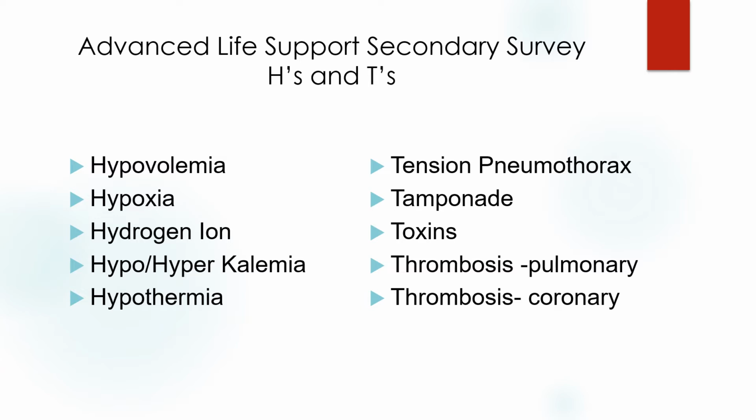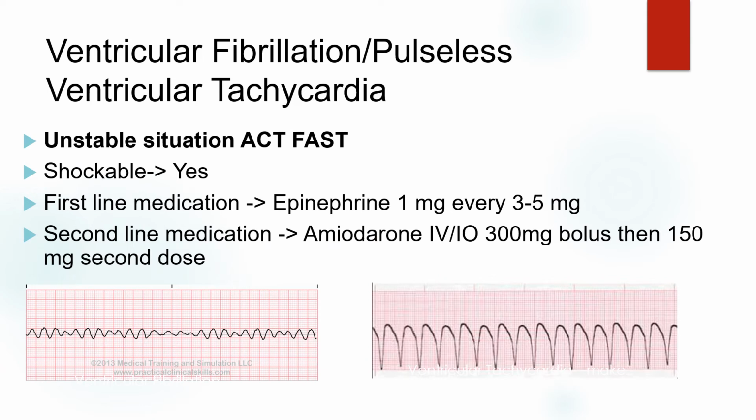And then hypo and hyperkalemia, hypothermia, tension pneumothorax, tamponade, toxins. This could be drugs. This could be exposure to outside things like chlorine, like we learned about. Thrombosis, this is pulmonary, so this is a PE. And thrombus coronary, this is actually a thrombus inside the heart. And then ventricular fibrillation and pulseless, this is the key word here, ventricular tachycardia.